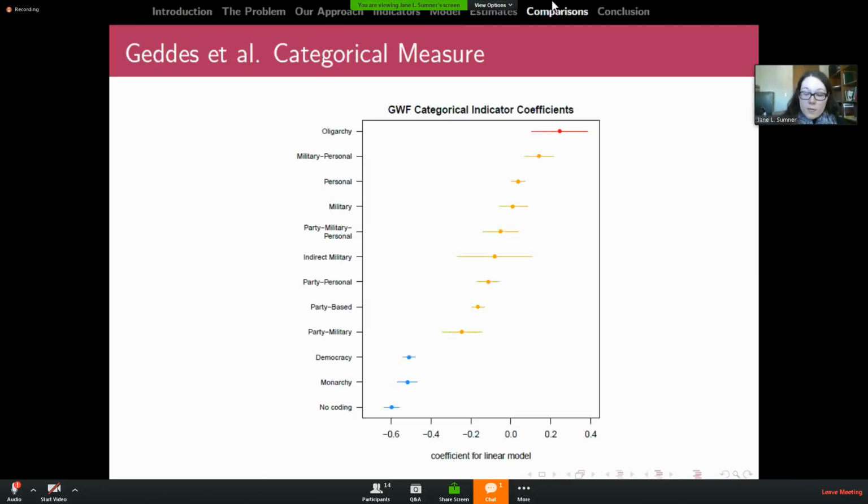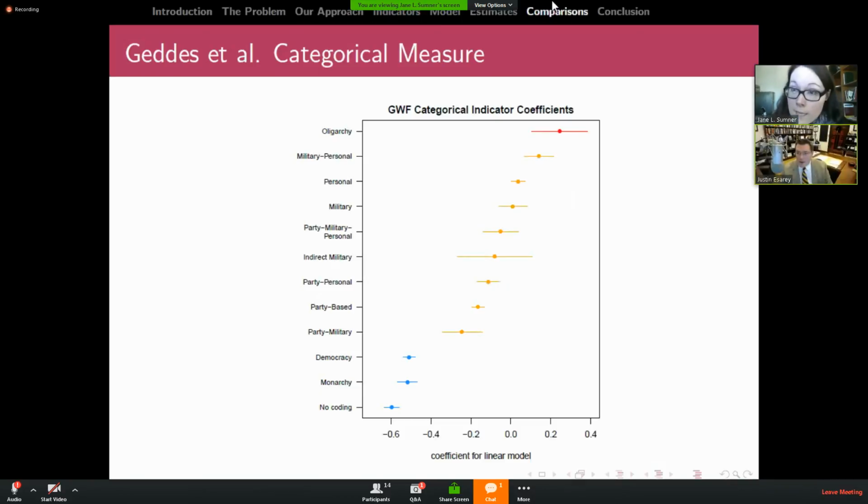Perhaps more interesting is to look at how our measure corresponds with the often used Geddes-Wright-Frantz categorical indicator of authoritarian regimes. And so to remind you again, red here indicates very high levels of personalism, among the highest quartile. Yellow is one step below, light blue is a step below that, dark blue is going to be the lowest. And what we see is that cases that they code as being democracies, monarchies, or that they don't code tend to have the lowest levels of our measure of personalism, which we think basically makes sense. Democracies should be, well, maybe at least until current events, very low on personalism.